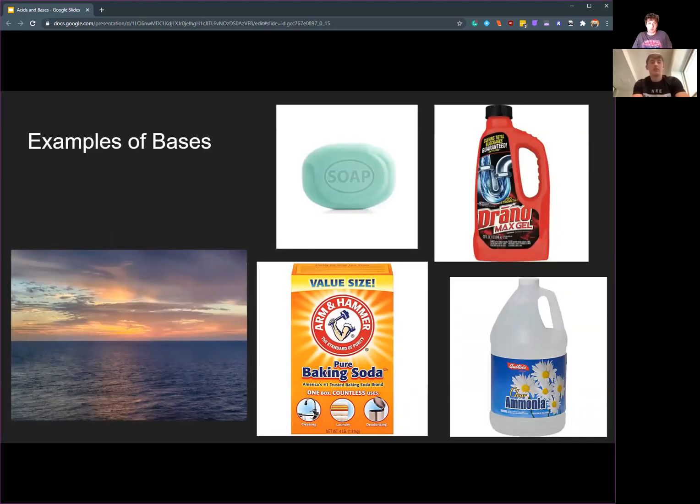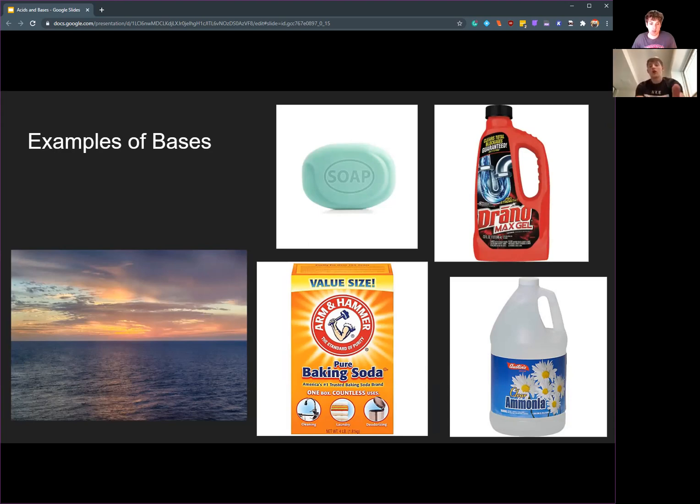So a few examples of bases are soap and Drano. Drano is pretty self-explanatory: it cleans out shower drains or sink drains or anything of the kind.